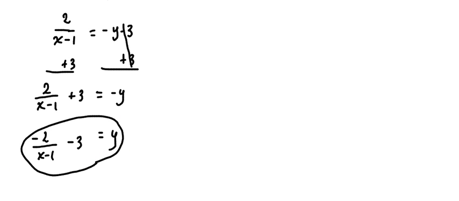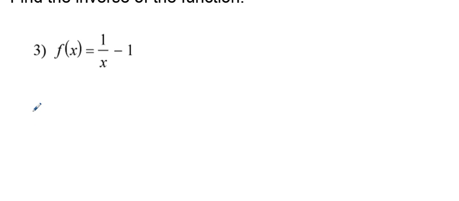Okay, let's move on to the next problem. And this one is slightly easier. We're going to run into that same problem because we have a variable in the denominator, but it's going to be a little bit easier. So our step 1 is still replace f of x with y. So y equals 1 over x minus 1.